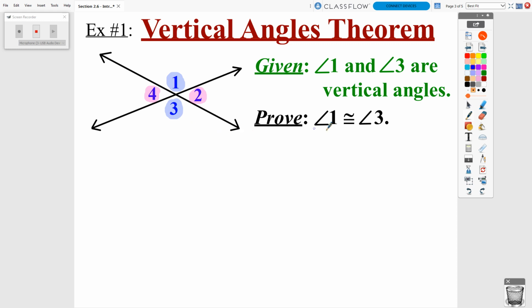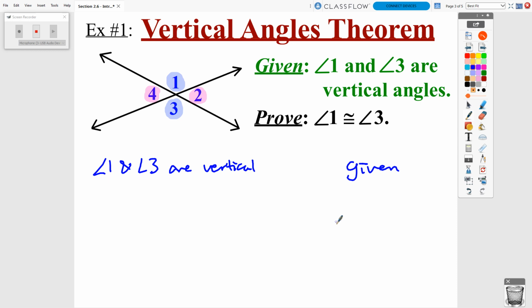So our given information is basically that we have vertical angles. And what we're going to prove is that our vertical angles, and I'm just picking on 1 and 3 in this problem, are in fact congruent or equal to each other. So basically ignore the 2 and the 4 for right now, but don't cross them out because I'm going to end up using them. All right, so if I want to show that 1 and 3 are really equal, I need to start off with my given information: that angle 1 and angle 3 are vertical. There's my given.